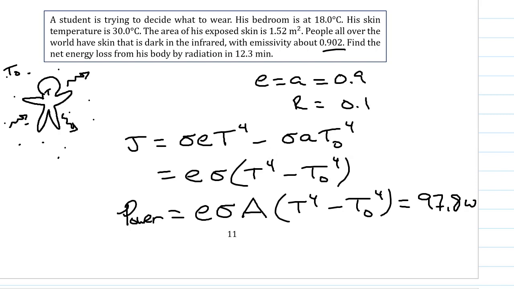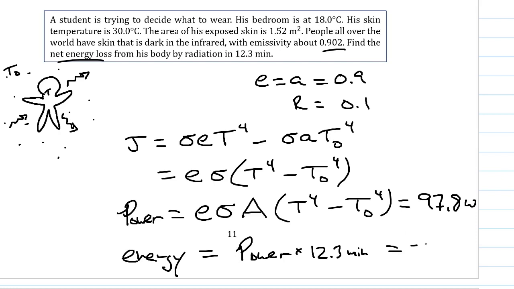The actual question is, find the net energy loss in 12.3 minutes. So this is energy flux, this is the energy rate. The actual energy is the rate multiplied by the time, power multiplied by 12.3 minutes. Now I got to convert minutes to seconds. It comes out to be 72 kilojoules.